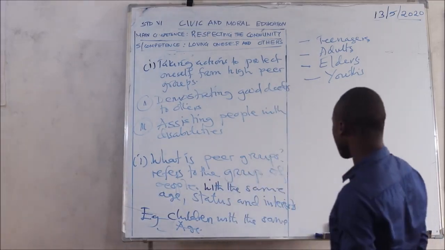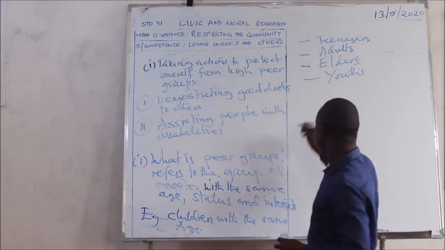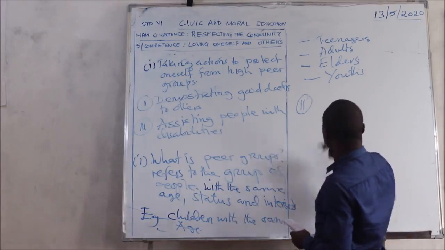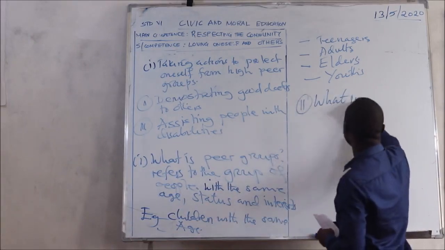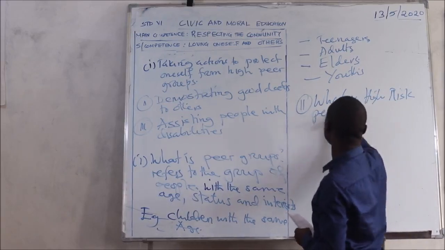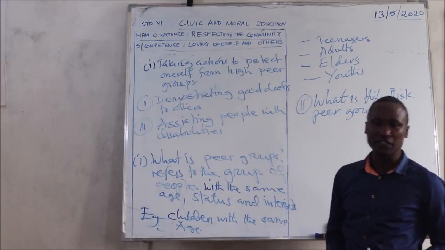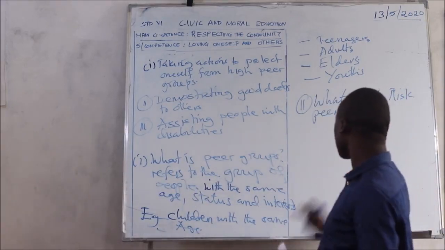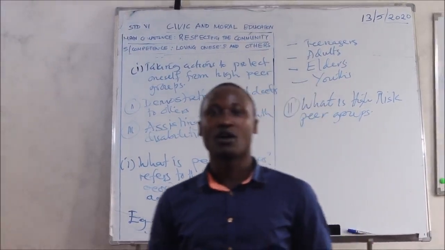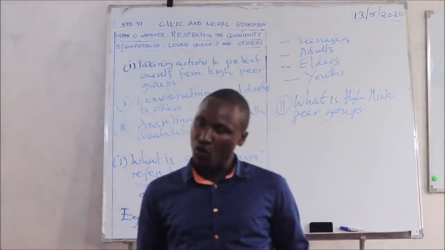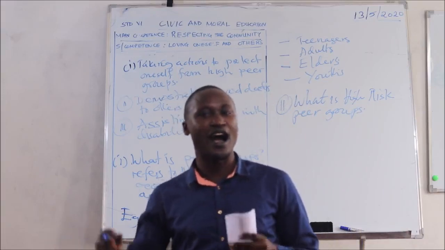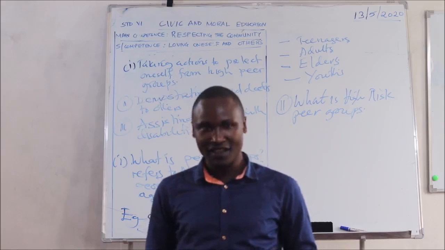But before we proceed, there is another term that we need to look at. The second term: what is the meaning of high risk peer groups? What is the meaning of high risk peer groups? When you say high risk peer group, it refers to the group of people of the same age who are at a high rate of being infected or affected by various behaviors in our community.